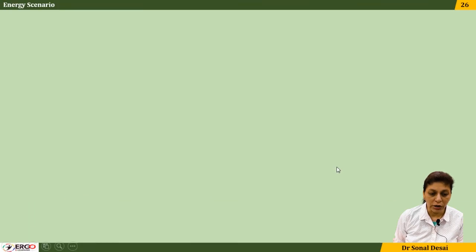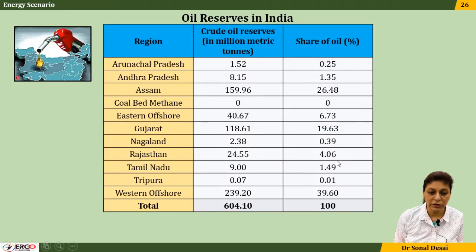If we talk of oil reserves, then oil reserves in different states are given in this table. Arunachal Pradesh, Andhra Pradesh, Assam and other states are shown over here. Our western offshore is the largest contributor to the oil, and next comes Assam. These two locations have the largest amount of oil reserve in India.